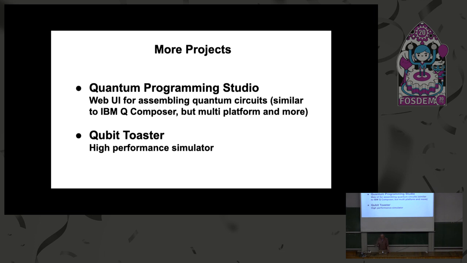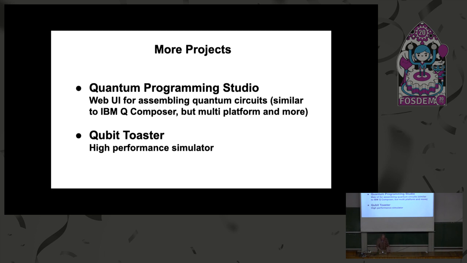In the meantime, I was working on more projects like Quantum Programming Studio. Quantum Programming Studio is a web UI for programming quantum, for making quantum circuits, something similar to IBM Q Composer. So with drag and drop, you assemble a circuit, and you can run it on two types of quantum computers. You can run it on Rigetti and IBM quantum computers directly from the UI. And Qubit Toaster, I named it Qubit Toaster, maybe a funny name. That's a high-performance simulator written in the C language. And I believe that we have maybe the fastest simulator in the world on a single node, on a single machine. And soon we will have a simulator running on clusters and on supercomputers.